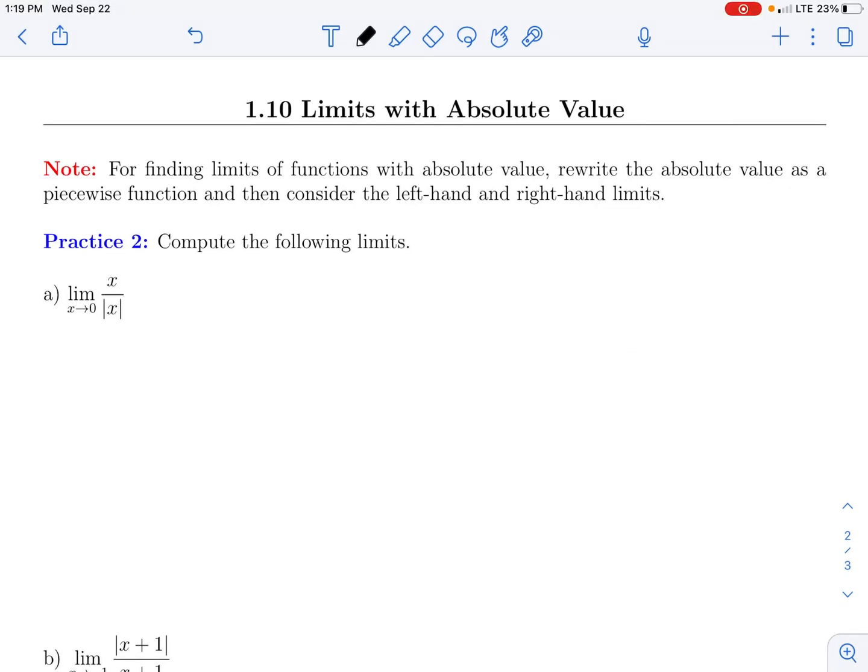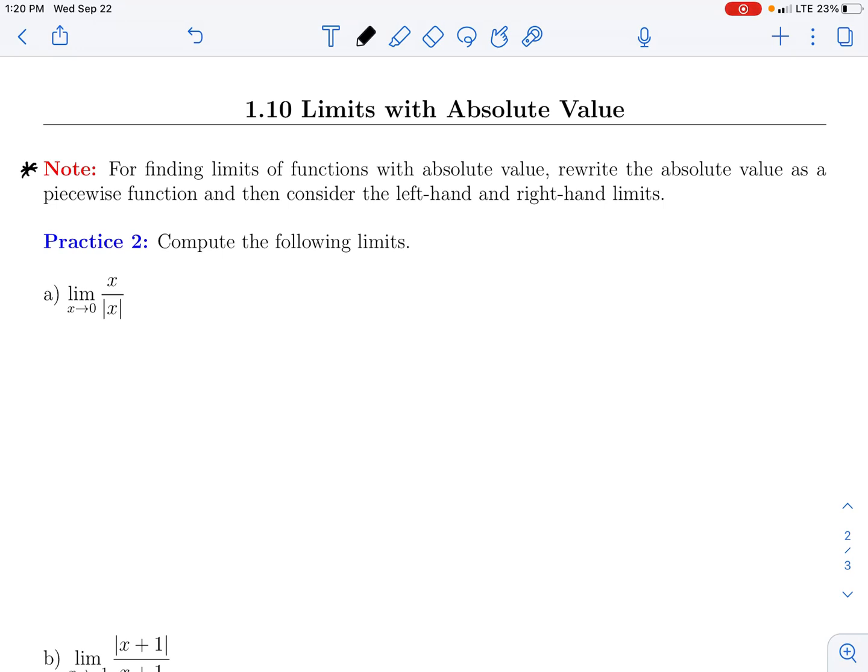Hello everyone. So now that we've talked about how to rewrite the absolute value as a piecewise function, we're going to actually start computing limits with absolute value. So here I'm just noting to you, for finding limits of functions with absolute value, we need to rewrite the absolute value as a piecewise function, and then consider the left-hand and right-hand limits.